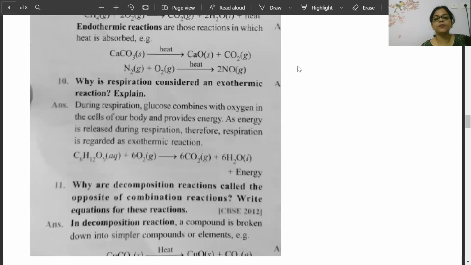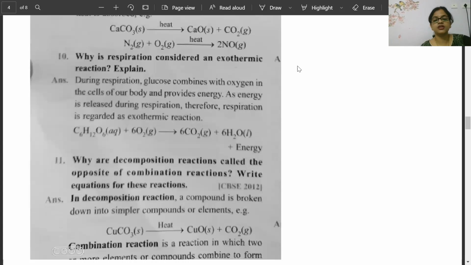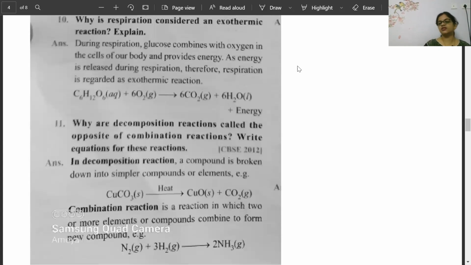See here, in decomposition and in combination, both they have written. Okay, so now above that arrow, electricity. That is correct only, Bhumi. That is decomposition reaction where the compound is broken into simpler substances. Correct.